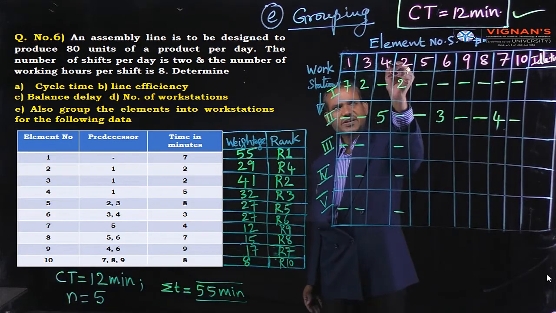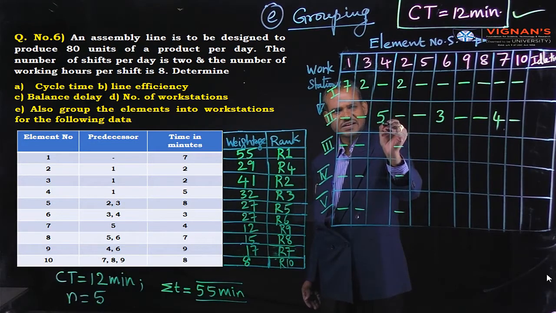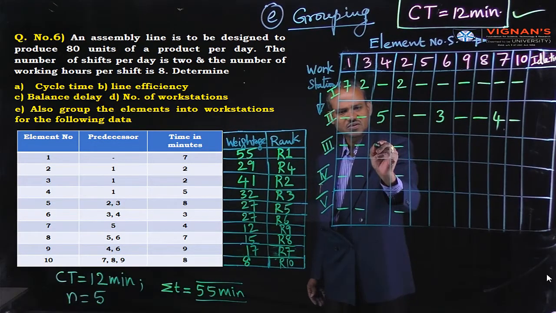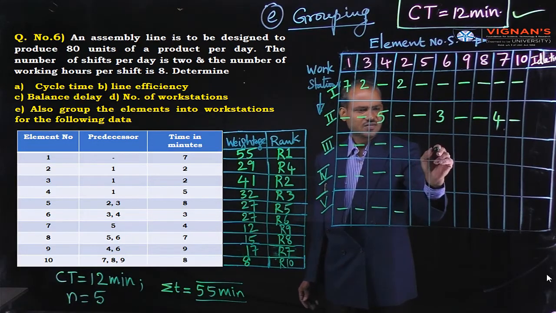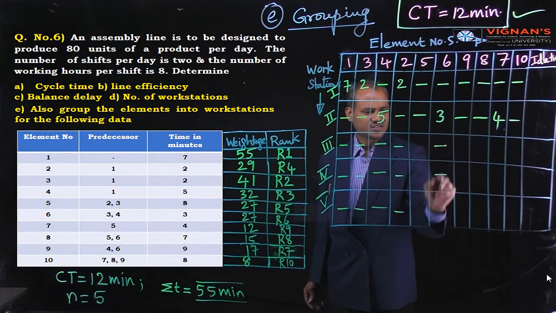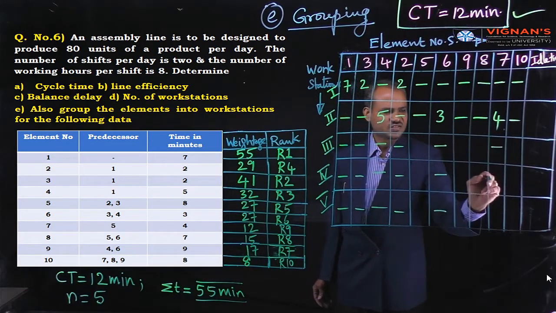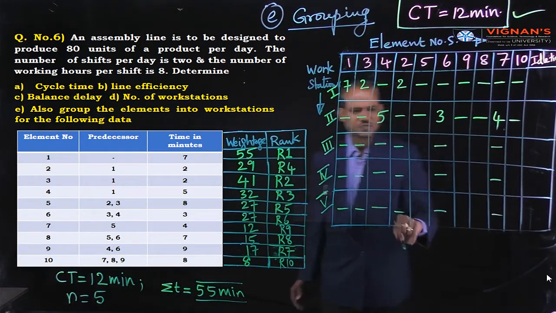Next, this work element number 4 is assigned in workstation number 2. So, it will not come in other workstations. Therefore, simply put dash. Same situation for this also. Same situation for this also.